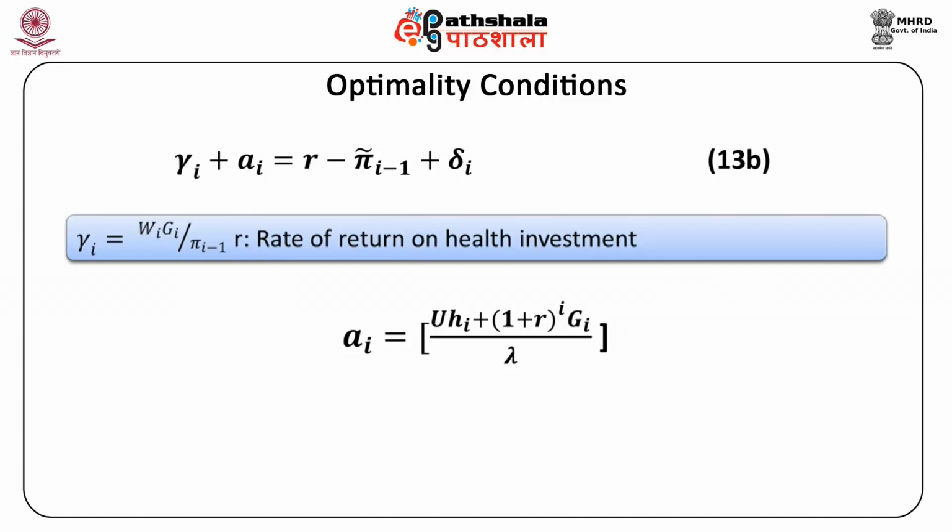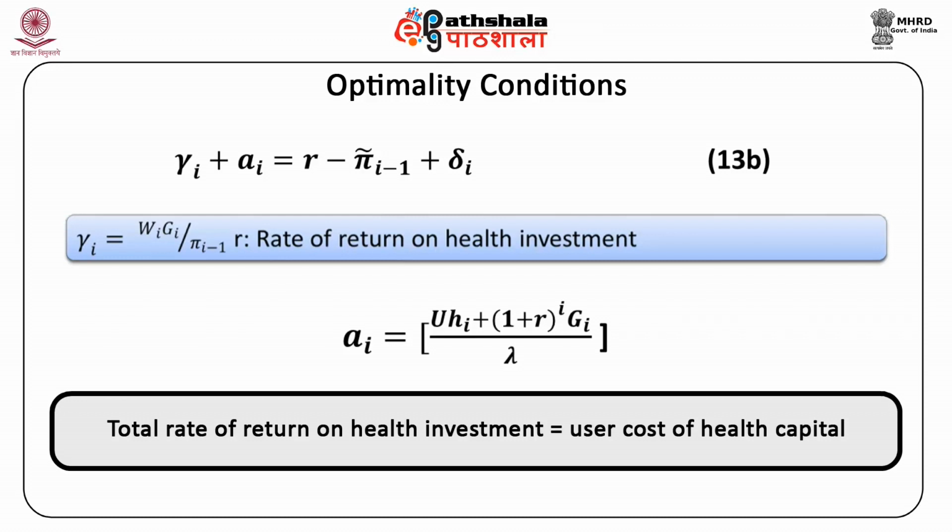At equilibrium, the total rate of return on health investment is equal to the user cost of health capital expressed as the price of gross investment, which equals the real own rate of interest plus the rate of depreciation. Here interest is measured as interest foregone for investing in health capital and not investing in other forms of capital.